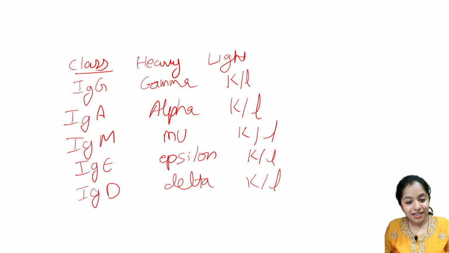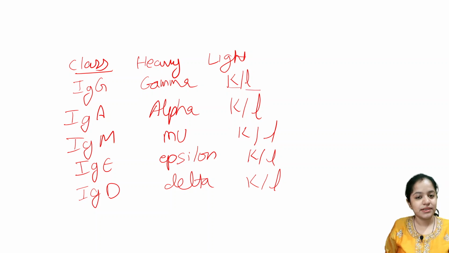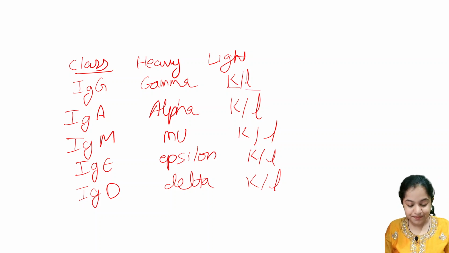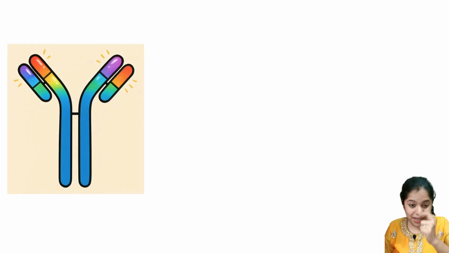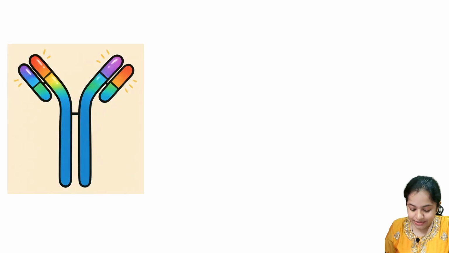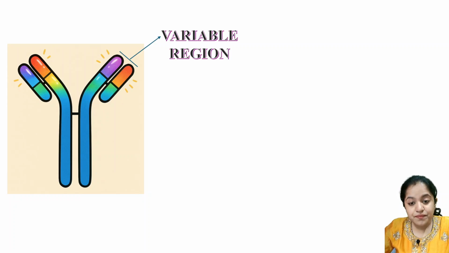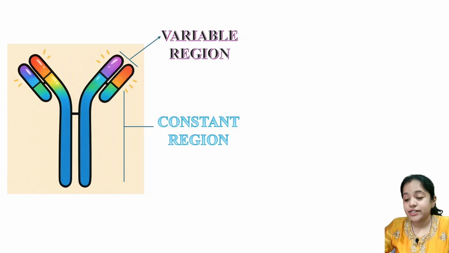So in the class of antibodies, they can have 5 types of heavy chain, but light chain will be either kappa or lambda. Clear? Let's move ahead. Now, the heavy chain and the light chain of your antibody each have 2 zones. What are the 2 zones we will see? First is the variable region, and another zone is the constant region.